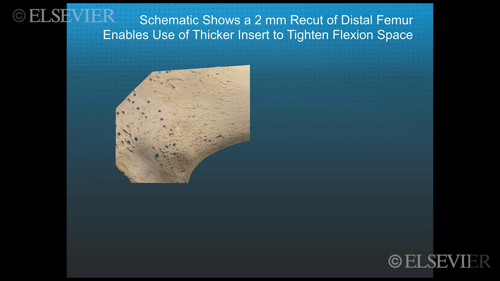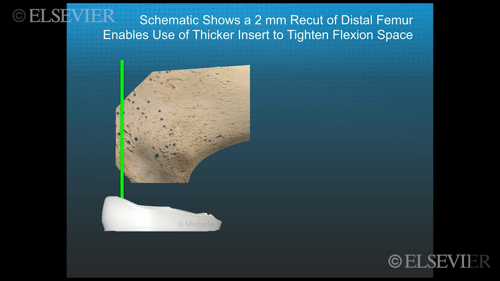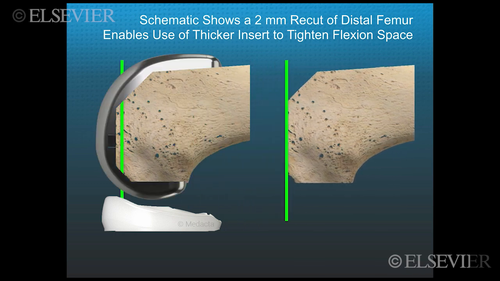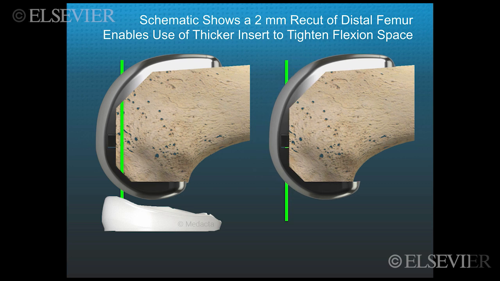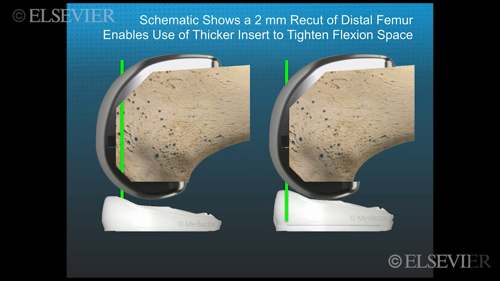So here we've made our distal resection, and we'll go ahead and cut 2 millimeters more off, and there you can see the tibial insert. And now we'll go ahead and put the femoral component on, and you can see the gap between the femoral component and the tibial insert because the PCL was cut. Now, when we proximalize the femoral component or elevate the joint line, then we can use a thicker insert and tighten the flexion space.